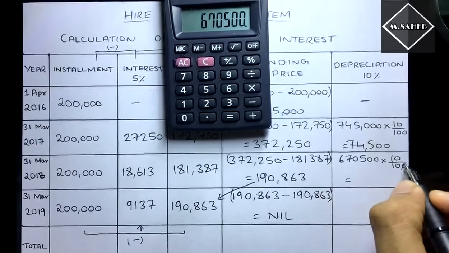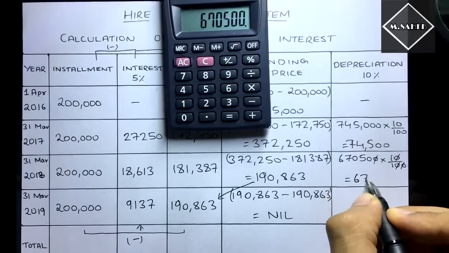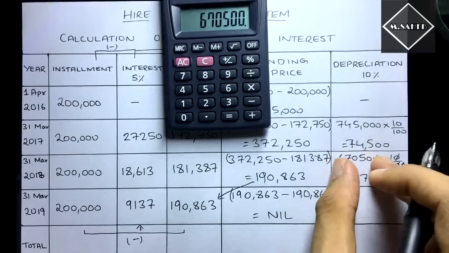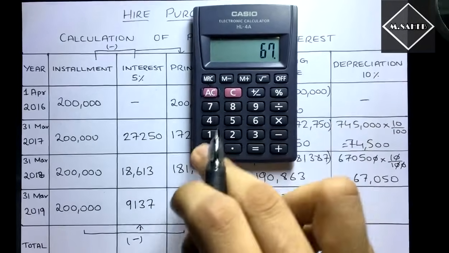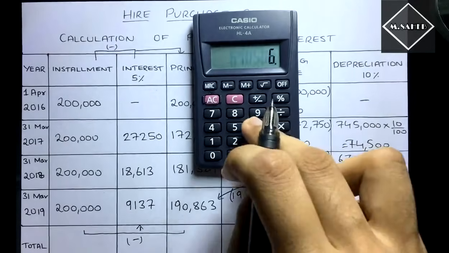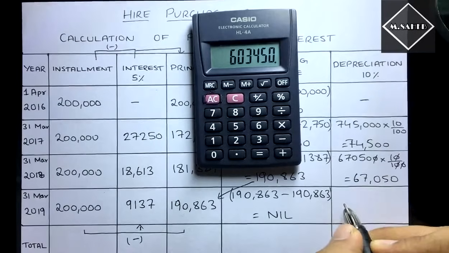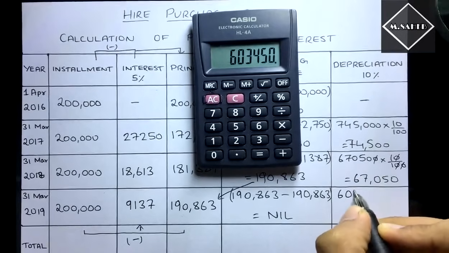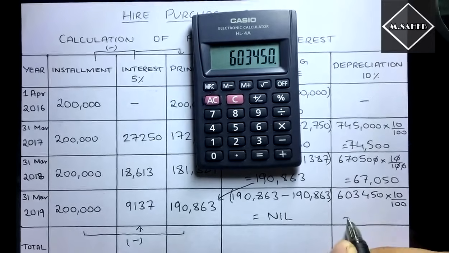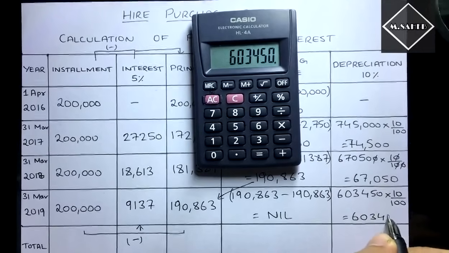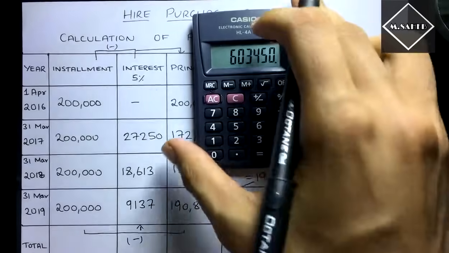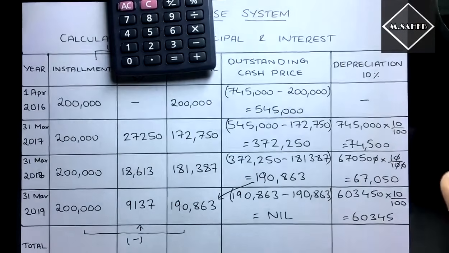Which would be equal to 67,050. And then again you have to deduct this depreciation from this written down value to find out the next written down value. Okay, 6,70,500 minus this 67,050, which is equal to 6,03,450. Then on this again depreciation, so it would be equal to 60,345. This is the last depreciation you have to charge because our payments are over. So this is the last depreciation you have to charge over here and show.